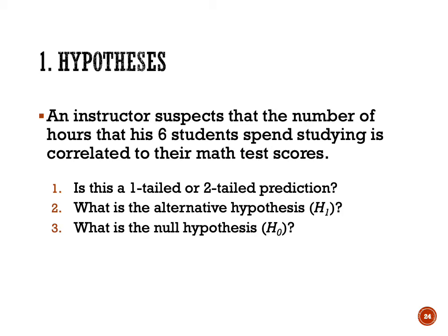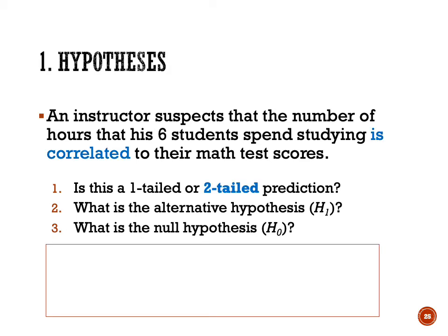So before stating the hypothesis for correlation, you must figure out if it's one-tailed or two-tailed. That's a very important step, especially when we try to come up with our critical value. So let's consider this example. An instructor suspects that the number of hours his 6 students spend studying is correlated to their math test scores. So we need to figure out if this is one-tailed or two-tailed. Well, the instructor suspects that these variables are correlated, but doesn't specify in what way. So we can classify this as a two-tailed prediction. The instructor has not specified if he expects this to be positively correlated or negatively correlated. So it's two-tailed.